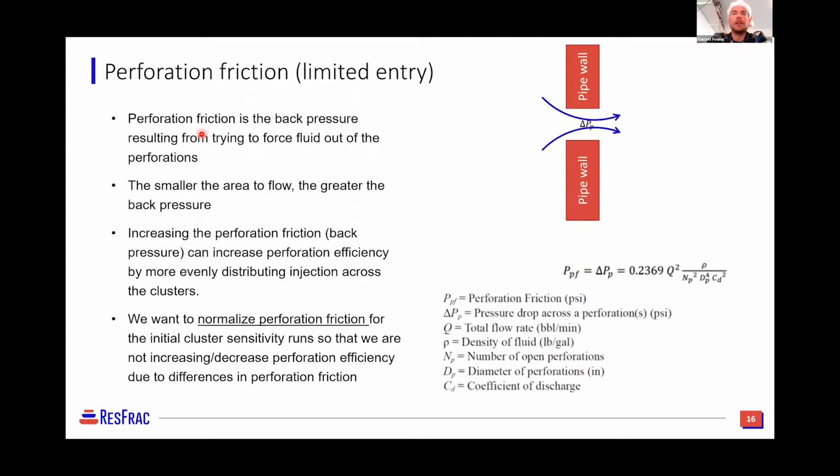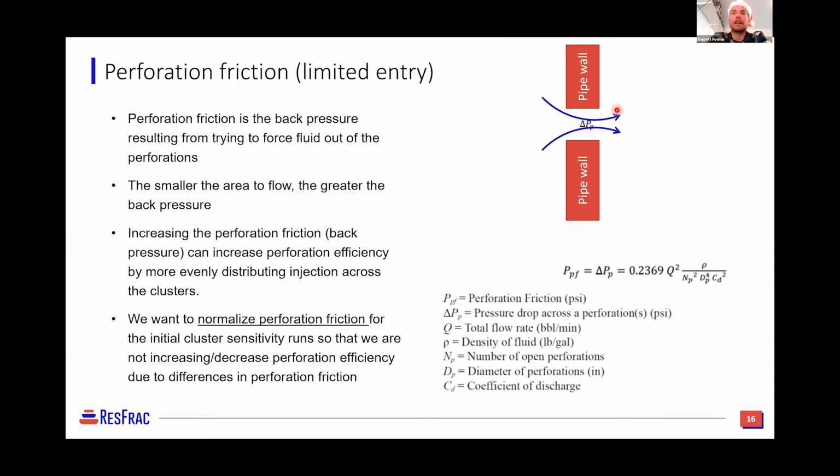And then we talked about limited entry 2 weeks ago. The same would apply for a stage spacing simulation or stage length sensitivity analysis. So this perforation friction or limited entry is this concept of back pressure. So when I'm forcing fluid through an orifice, there is a pressure drop that occurs as these streamlines converge and then diverge as they exit the orifice. And that degree of pressure drop is proportional to the flow rate and then inversely proportional to the number of holes, the diameter of those holes, and the coefficient of discharge.